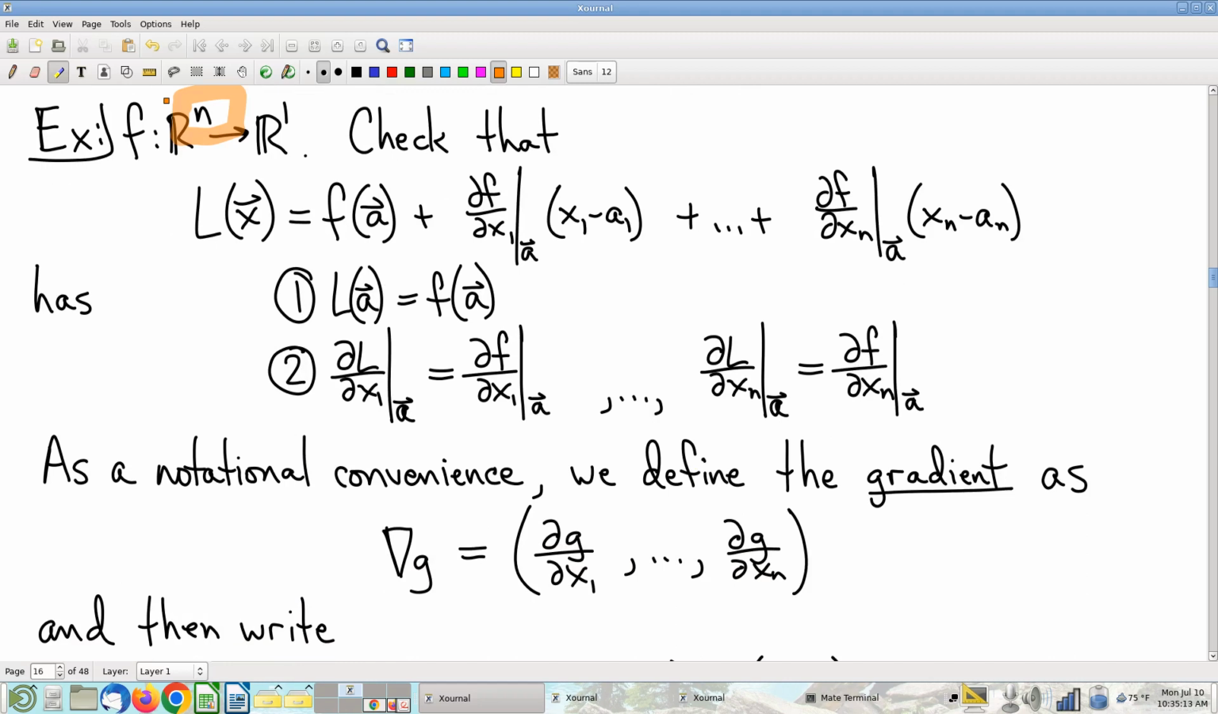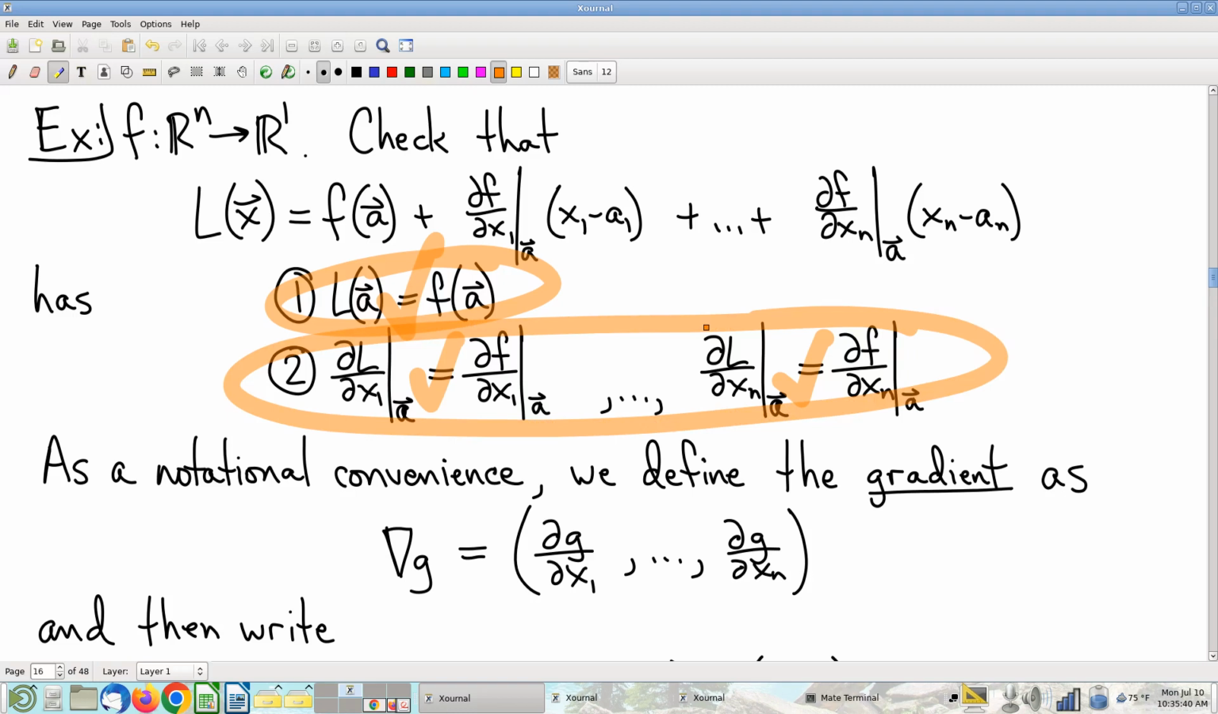of n input variables, I'm going to write down a function that agrees with f both in value and in derivatives. But wait a second, there's a bunch of different kinds of derivatives. There's a bunch of partial derivatives. I need all. Again, I want L to be mimicking f, and so I want L to mimic f both in value and in all of the partial derivatives.